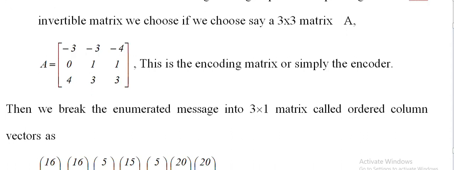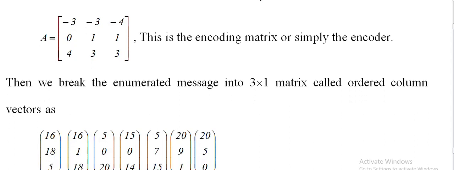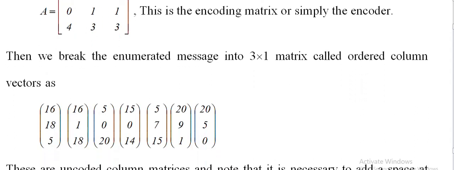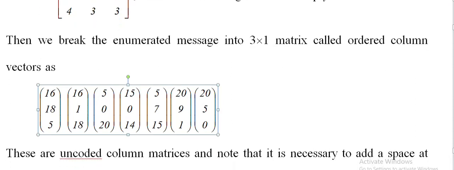We break the enumerated message into 3 by 1 matrices called ordered column vectors, like this. This is "prepare to negotiate." You start from here: 16, 18, 5, which is P R E, then P, and so on and so forth. Then A R, and you continue counting like that.